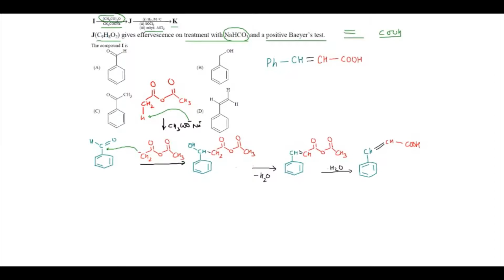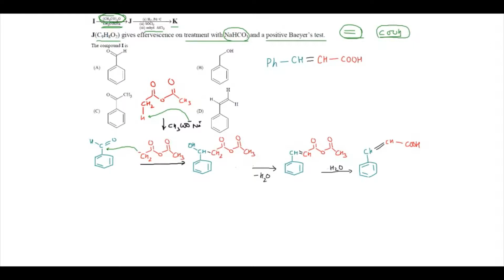We have to keep in mind that when a compound is reacting with acetic anhydride in presence of sodium acetate, that means it is a Perkin reaction, and the product also has a double bond and a carboxylic acid group. So, this is a confirmation that the reaction is a Perkin reaction. In the Perkin reaction, always an alpha beta unsaturated carboxylic acid is formed.